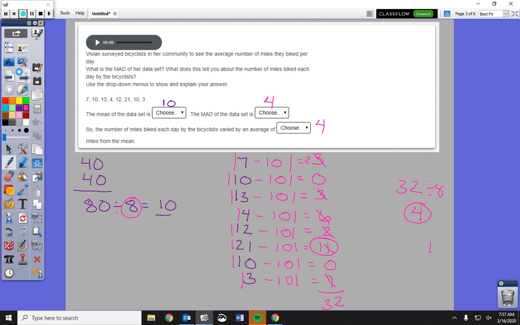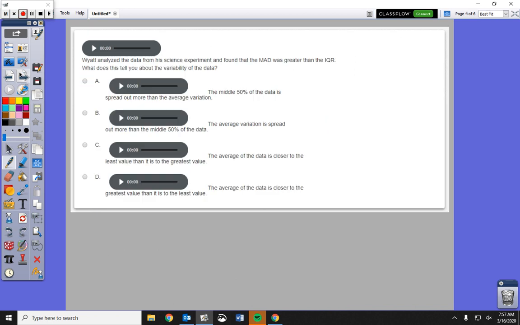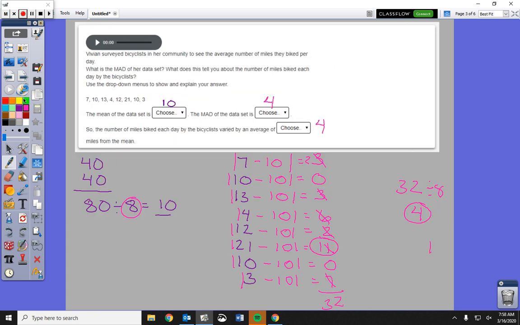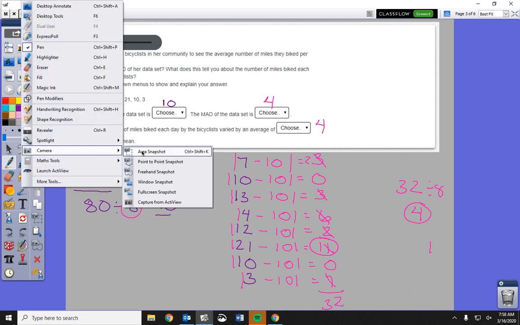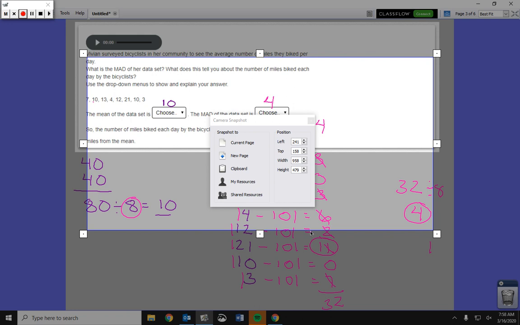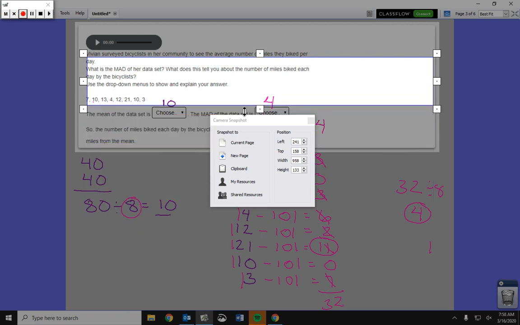All right, let's take a look at another one. Wyatt analyzed the data from his science experiment and found that the MAD was greater than the IQR. What does this tell you about the variability of the data? Remember, IQR we can't solve by finding the mean. If I want to think about IQR, if I go back to that last data set, I'm going to take a picture of this data set right here. I'm going to post it to the other one. Let's just say that this, for some reason, is Wyatt's science data.